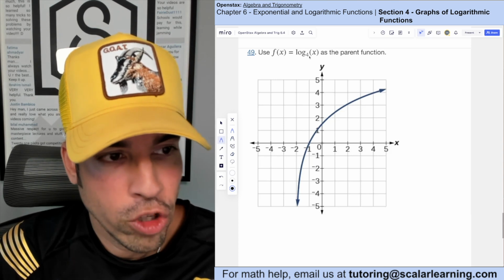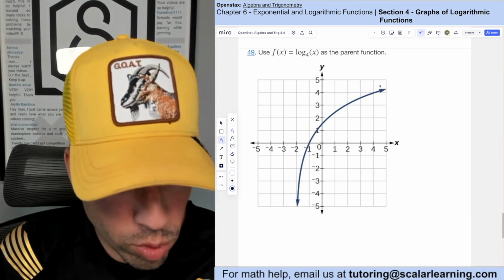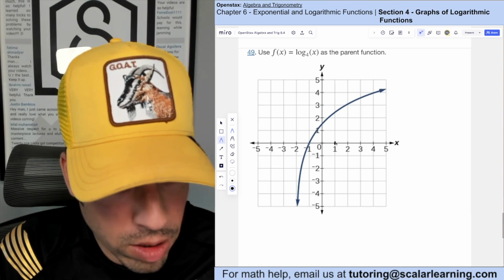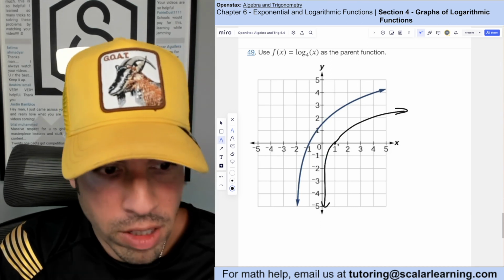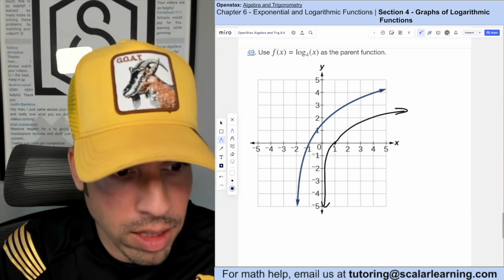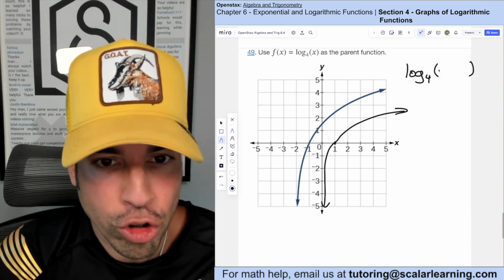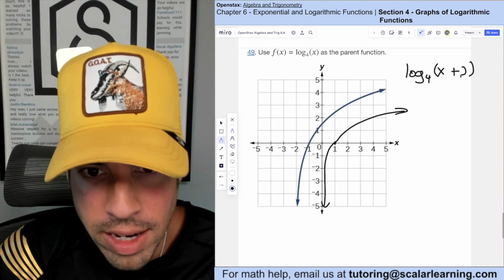So for this one, we're trying to take log base 4 of x into this function. So just so we know, log base 4 of x would typically look like this. So that's just a rough approximation. So off the bat, it looks like perhaps this has just been shifted 2 to the left. So shifting to the left, you'd actually add 2 like so.